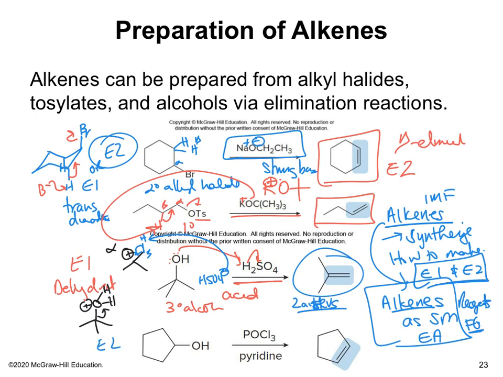This is an E2 because you're going to convert this alcohol into a good leaving group with POCl3. That becomes POCl2, but then it generated this Cl minus internally. There's your alpha and your beta, but it doesn't do an SN2 here because we have pyridine, which is going to act as a base to take that beta hydrogen and give you the alkene.